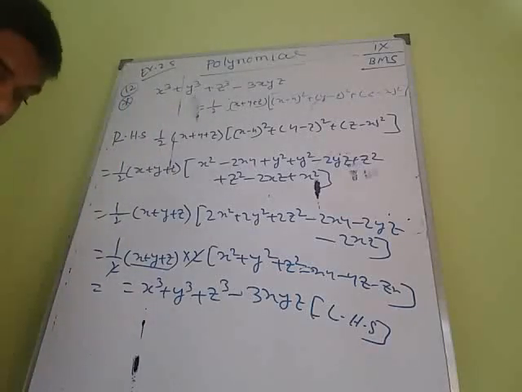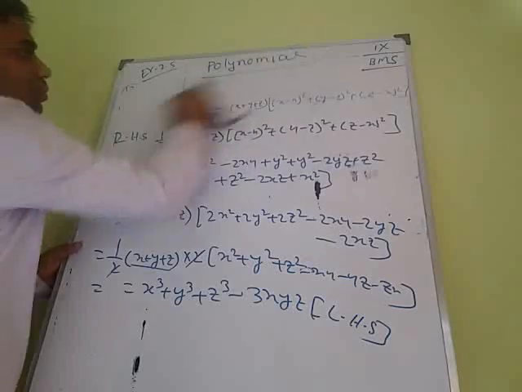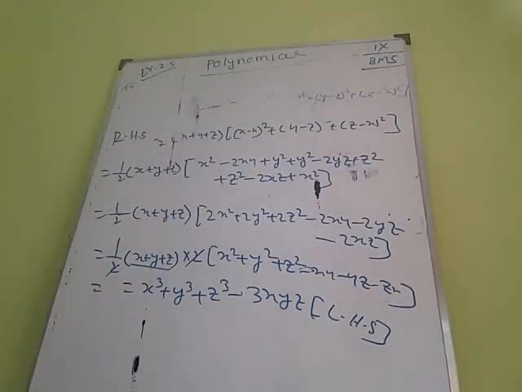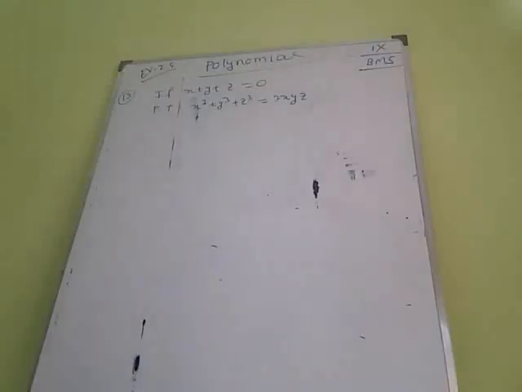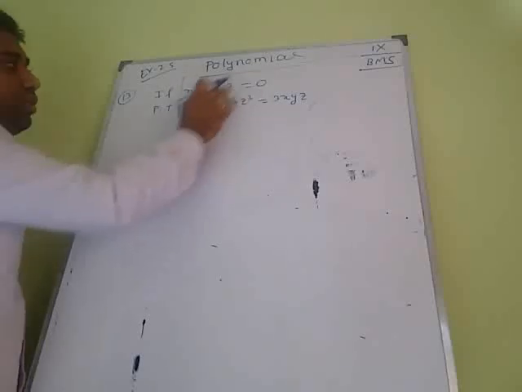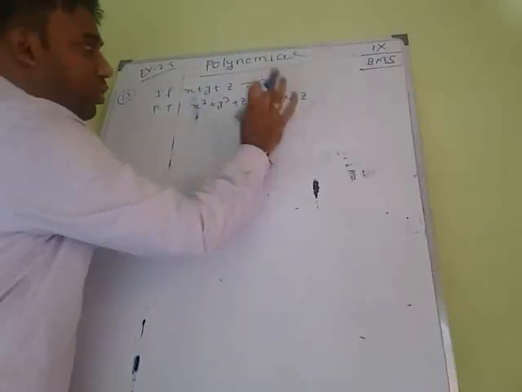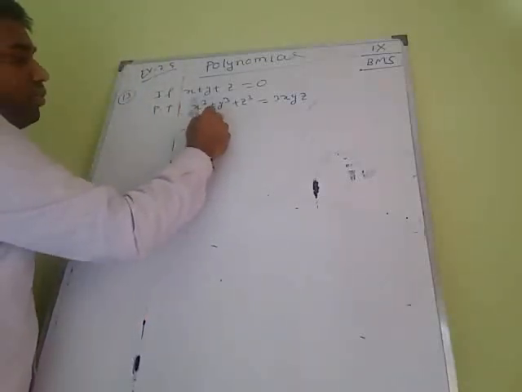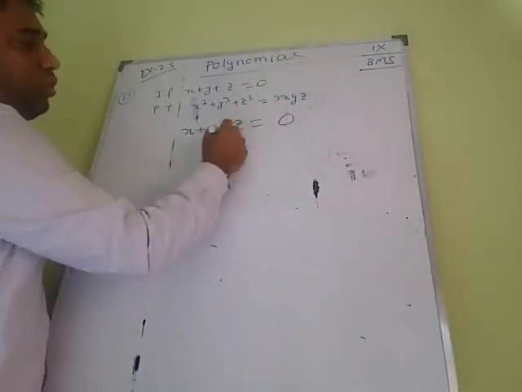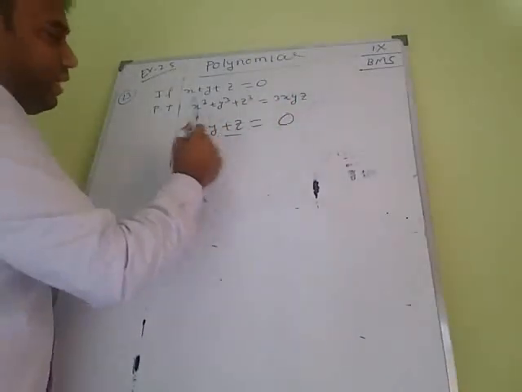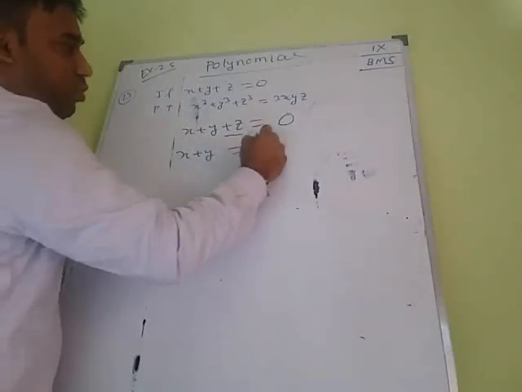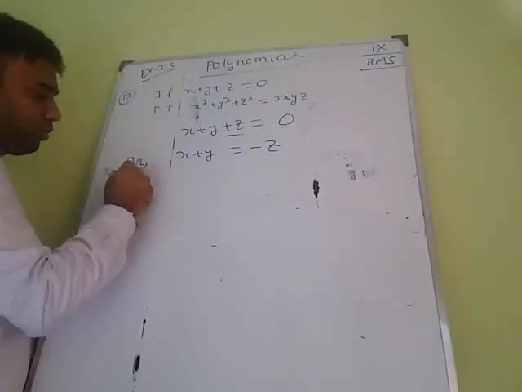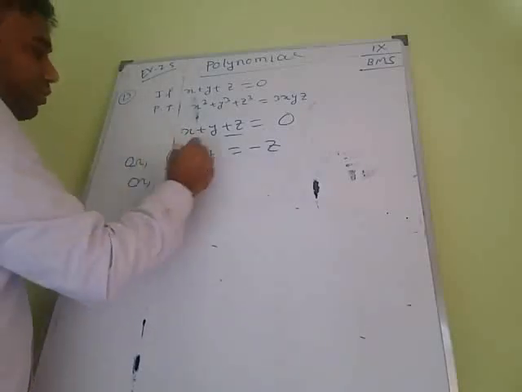Okay, now question number 13. In question number 13, if x plus y plus z equals 0, then prove that x cube plus y cube plus z cube equals 3xyz. To prove this, we have x plus y plus z equal to 0. Transposing z to the right hand side, x plus y equals minus z. Okay, now cubing both sides.